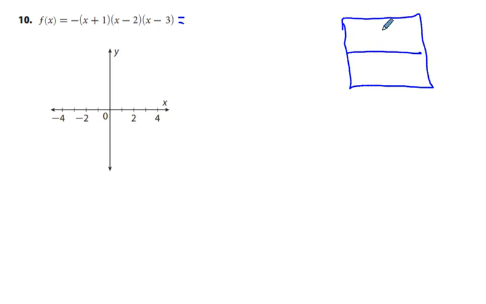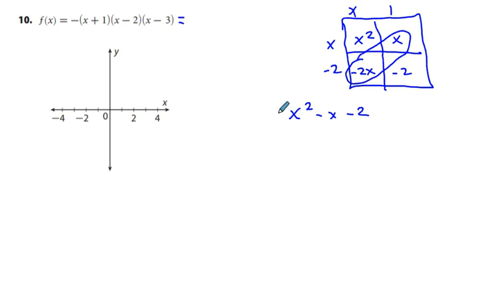I'm going to multiply these first two together here. First two factors, we have x plus 1 and we have x minus 2. So just multiply together: x squared, x, negative 2x, and negative 2 times 1 is negative 2. And combining, we have negative 2 plus x. So we have x squared minus x minus 2. And we multiply that by our remaining factor, x minus 3.